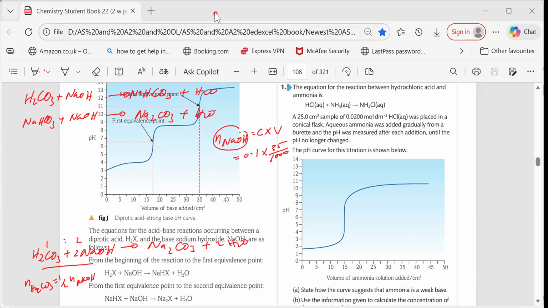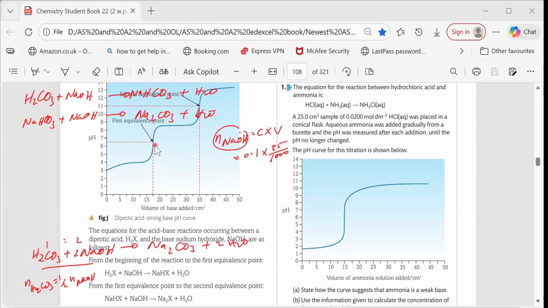How do you choose an indicator for diprotic acids? Hamza is asking, how do we choose an indicator for the diprotic acid? You can choose an indicator that will change its color within this range. But if you choose the indicator that covers this range, then the volume here, you must multiply it by 2.